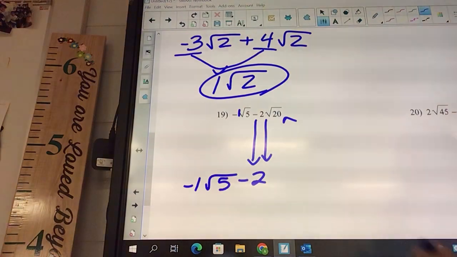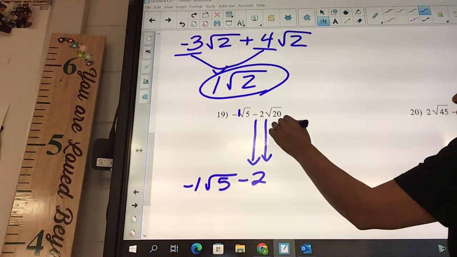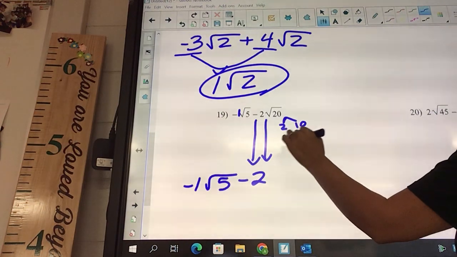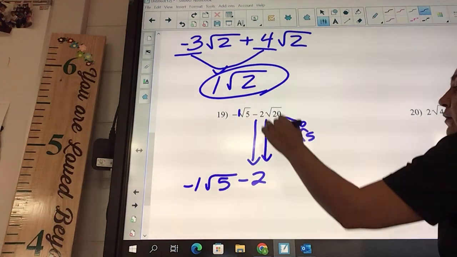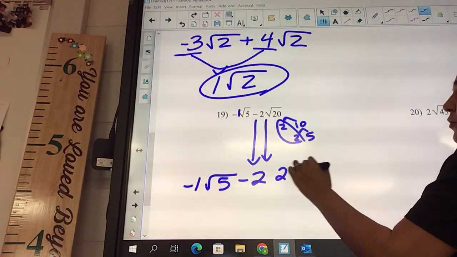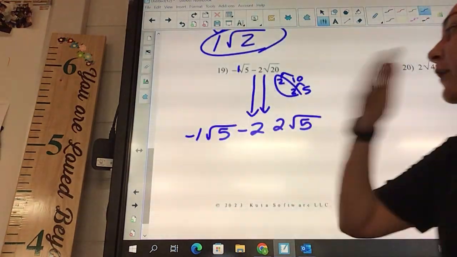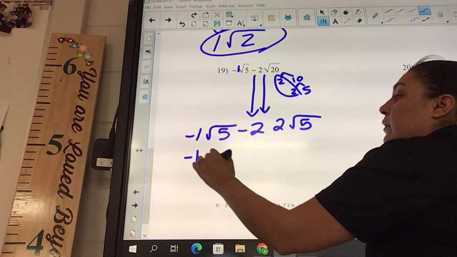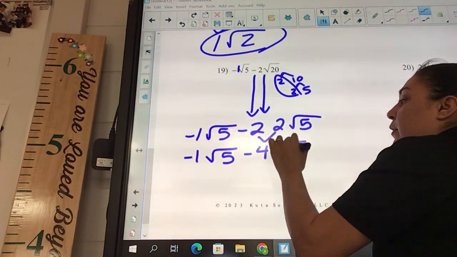Okay, what about 20? What are some factors of 20? 2 and 10, 2 and 5. So what is that radical going to become? 2 square root of 5. Okay, so a group of 2's can go, and then we got square root of 5. What are these 2's going to do? Multiply. So you're going to get -1 square root of 5 minus 4 square root of 5.